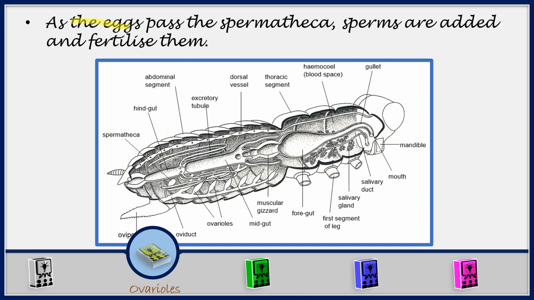As the eggs pass the spermatheca, the sperms are added and they are fertilized. So when the eggs are coming from the ovary, they will be directed to the oviduct. And when they reach the oviduct here, we have the spermatheca, which is keeping the sperms. And these sperms will be added to the eggs. Then the eggs will be fertilized, and after that they will be laid into the ovipositor where they will be kept.